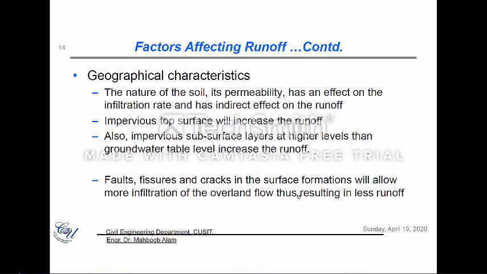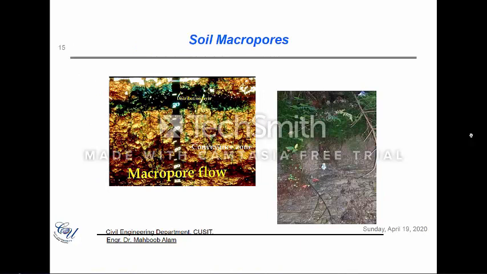On the other hand, if we have faults and fissures and cracks on the surface, then water would go into those spaces and it wouldn't contribute, or let's say it would contribute to the surface runoff but not that much. So in that case also the runoff would be affected. So geographical characteristics are other things that would affect the runoff. These are just a few diagrams where you can see the faults and the fissures and different kinds of structures that would ultimately reduce the surface runoff.